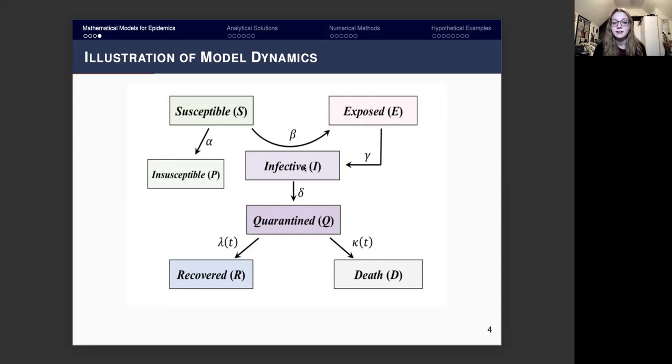And then once people are infected, they will move to quarantine through our delta parameter, which is the amount of time it takes people to move into quarantine once they discover that they are contagious. And once our population is in quarantine, then they can either become recovered or die from the virus. And those who recover are transferred using this lambda parameter, and those who die are transferred using this k parameter.